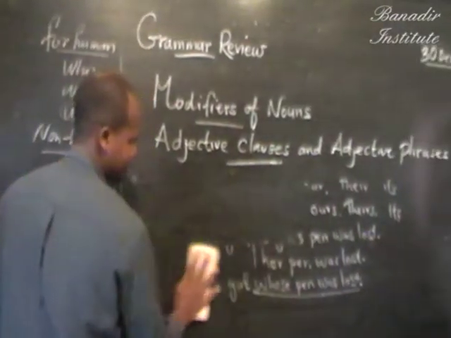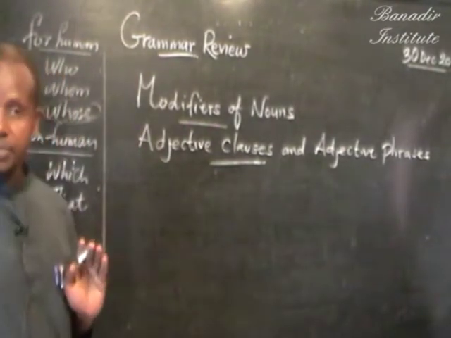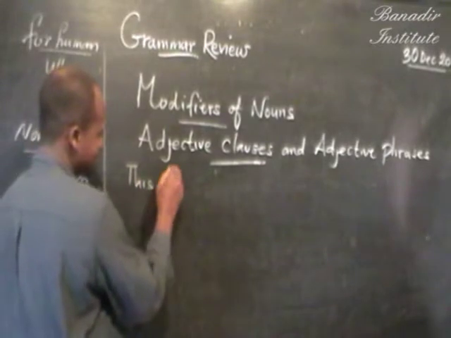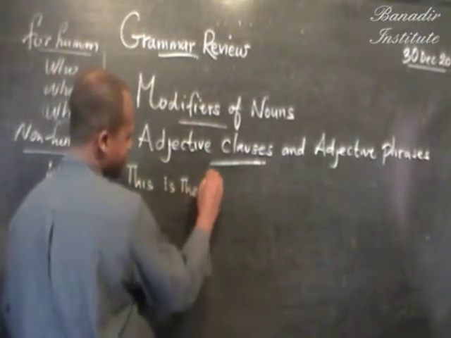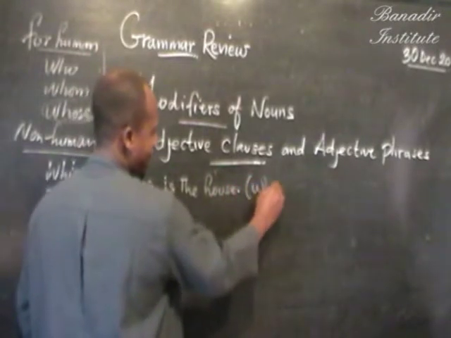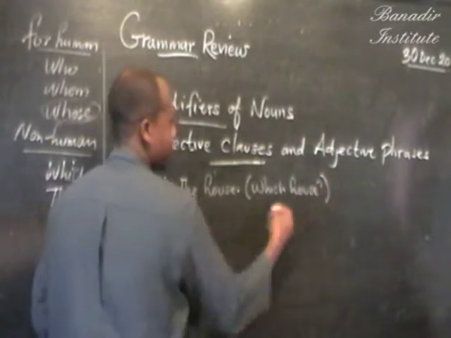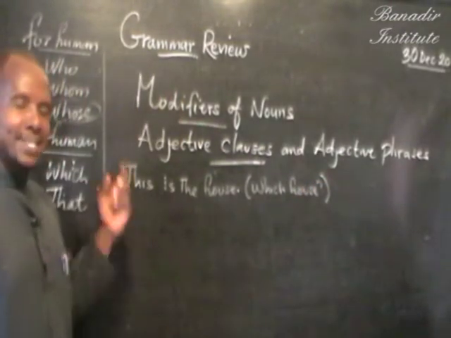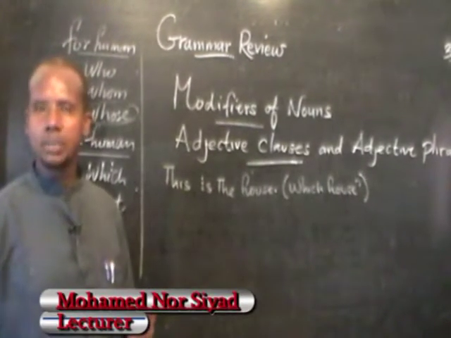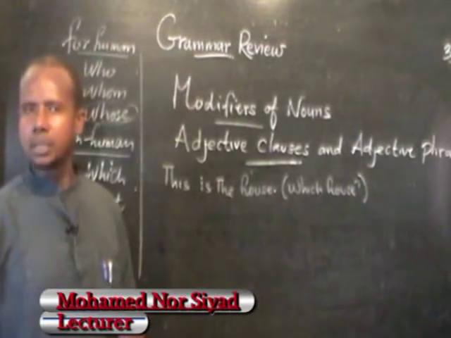Example. This is the house. Okay? Which house? This is the house which Jack built.